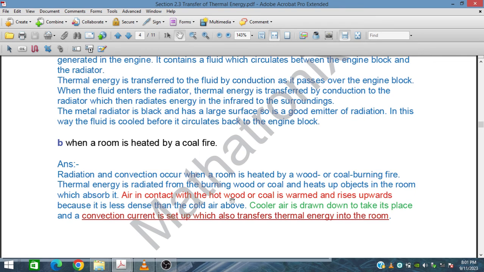Air in contact with the hot wood or coal is warm and rises upward because it is less dense than the cold air above. The cold air is drawn down to take its place, and a convection current is set up, which also transfers thermal energy into the room. So that's why the room becomes warm.